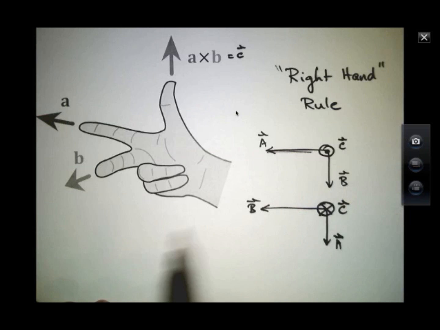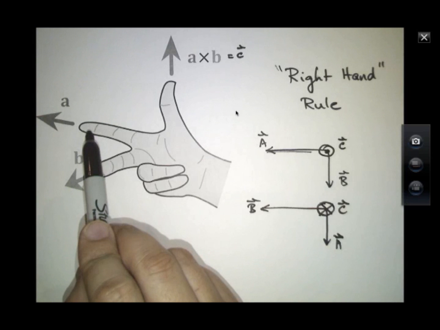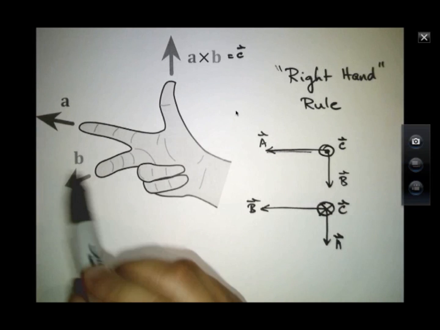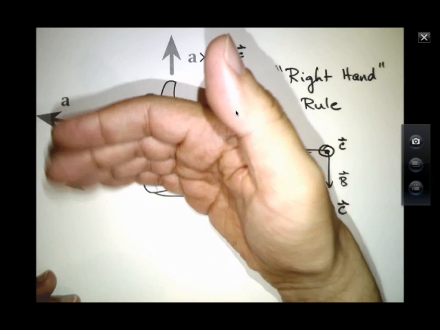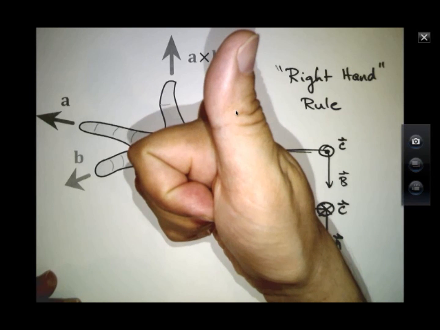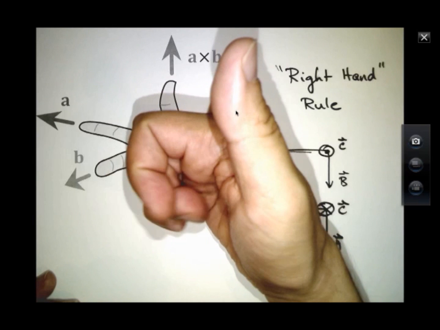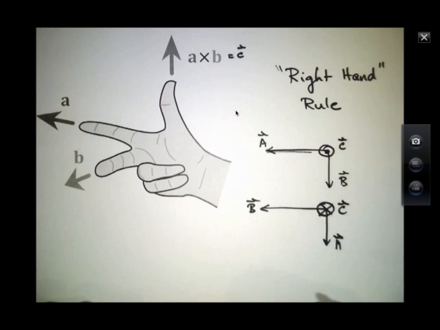Some people also use the right-hand rule in a slightly different way. If you point all your fingers out in the direction of A and then curl them toward B, like so, it forces your thumb to point in the direction of the cross product. So you start at A, curl them toward B, and you form what the direction of the cross product is.